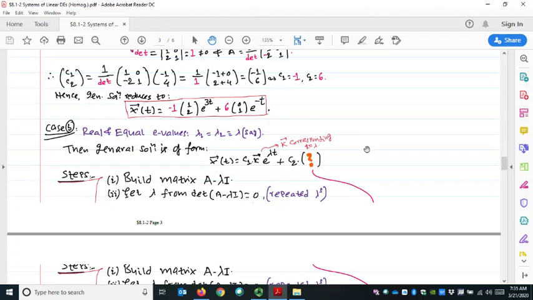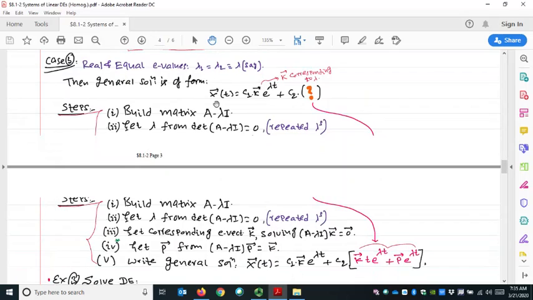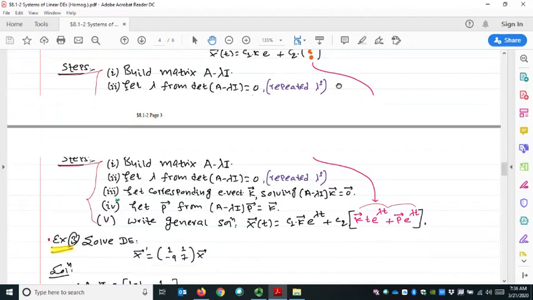So case B is when our lambdas are repeated. Then our general solution is of the form vector x(t) equals c1 times the k vector, where k vector is the corresponding eigenvector to this repeated lambda, e to the lambda t, plus c2 plus another term. So this term is here.